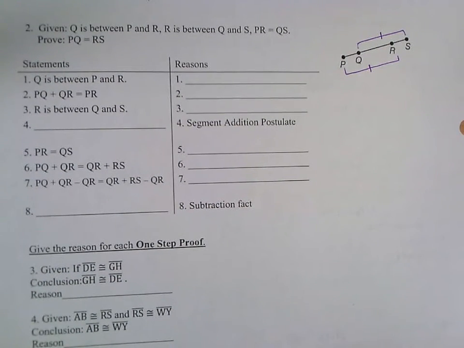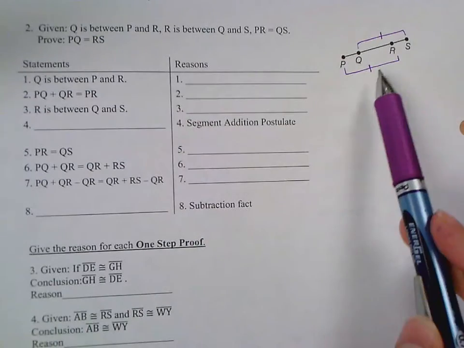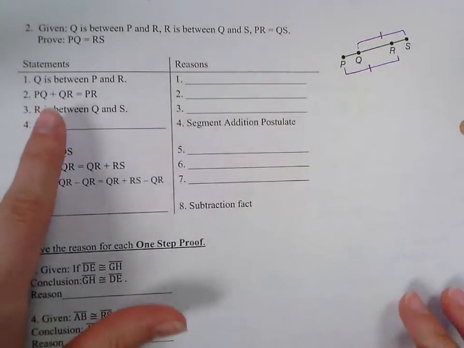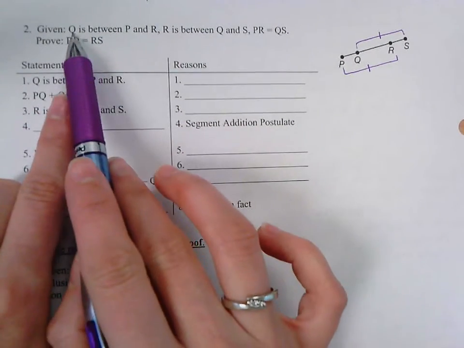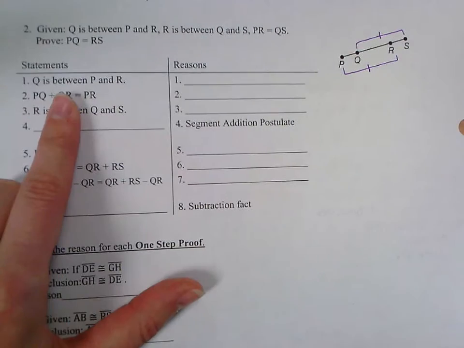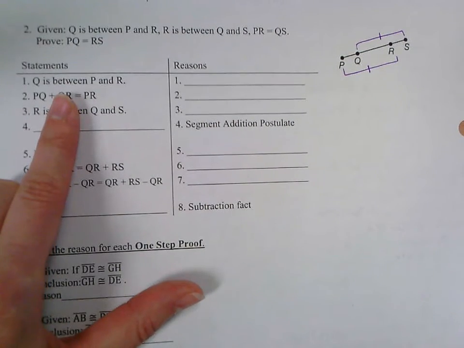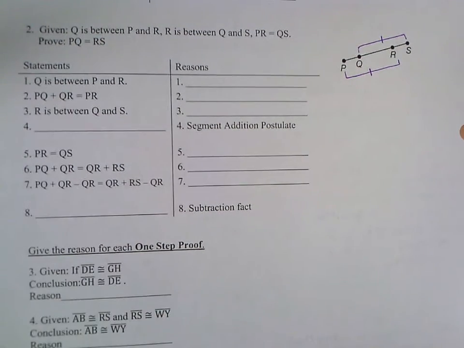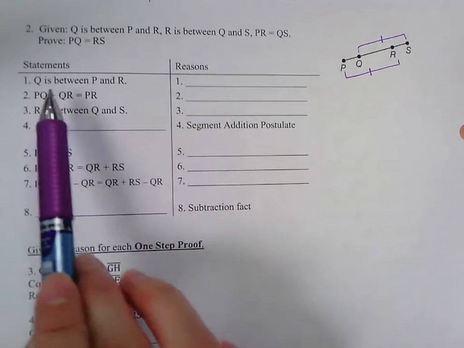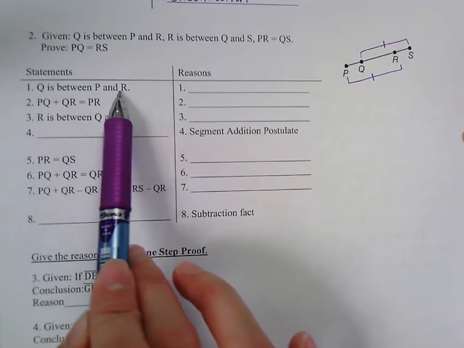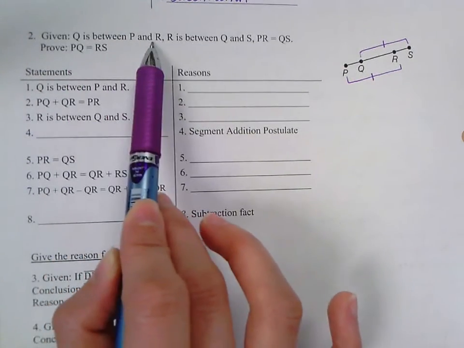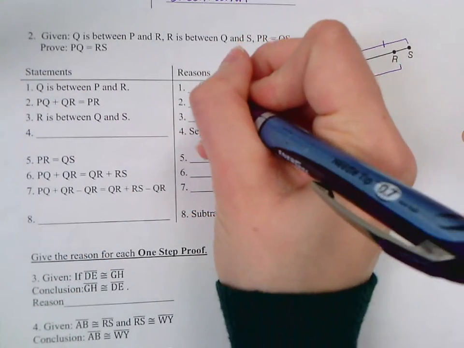All right, so again, some of these statements and reasons are filled in. Use that to help you, but also reference your diagram when needed. We're starting out. This one, the given actually isn't all stated at once. It's stated in 3 different steps. So for number 1, I have Q is between P and R. That was part of what I was given. So that reason is given.